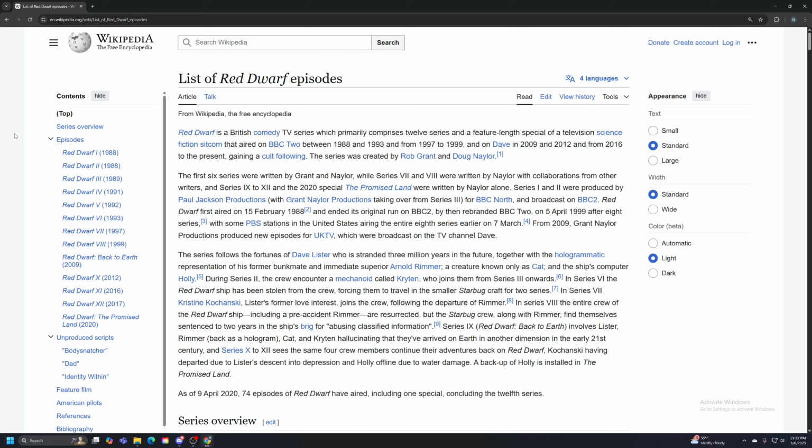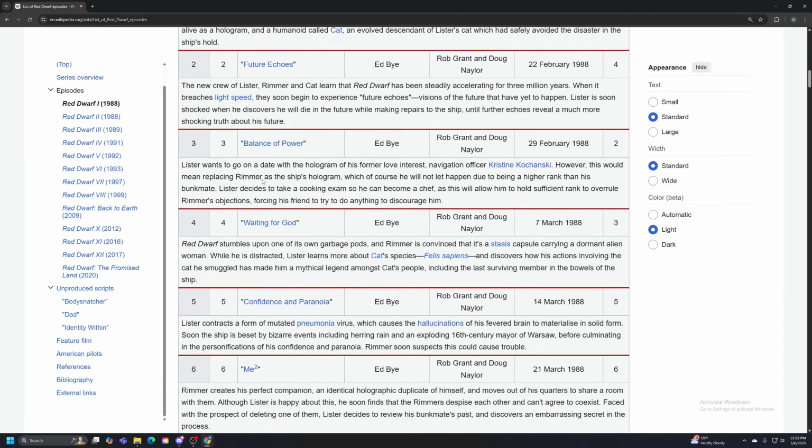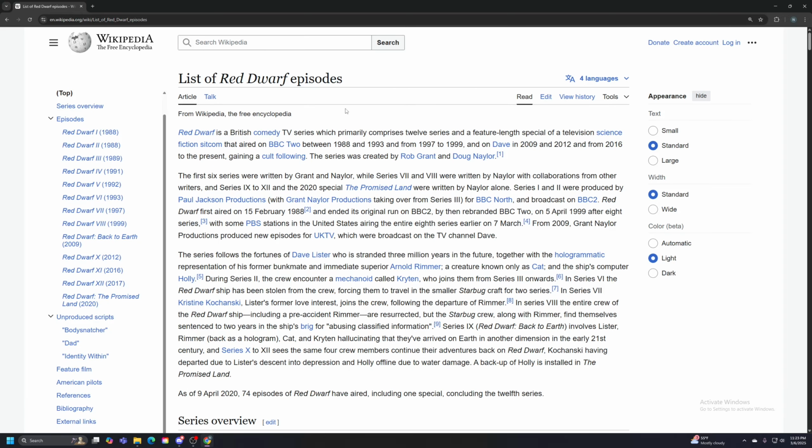List of Red Dwarf episodes. This is interesting. Oh boy, this is going to be a long one. Oh, no. Okay. From Wikipedia, the free encyclopedia.